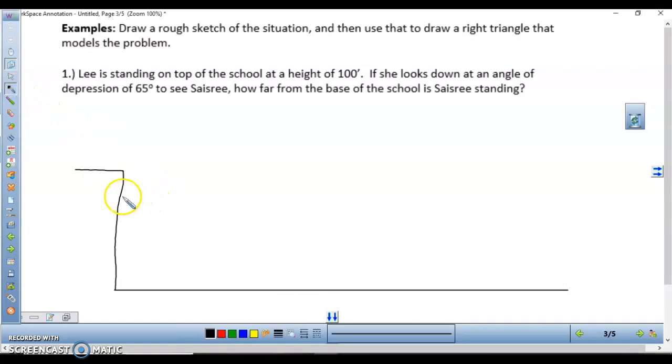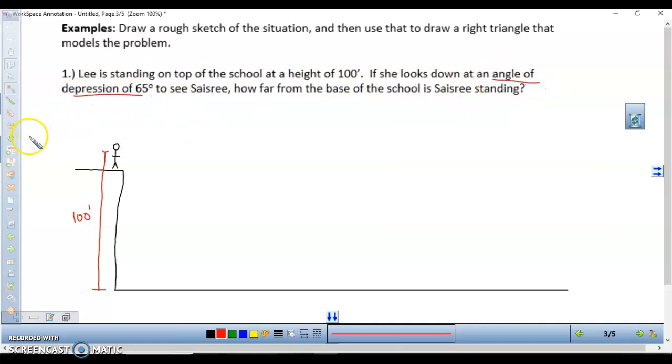All right. Here's Lee. She snuck up on top of the school to get a good view of the city, and she's 100 feet up in the air. So I know that this distance is 100 feet. All right. She looks down at an angle of depression of 65 degrees.